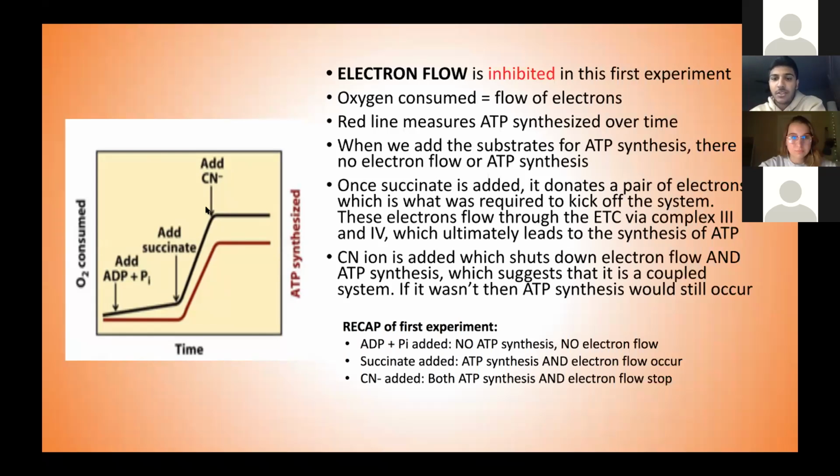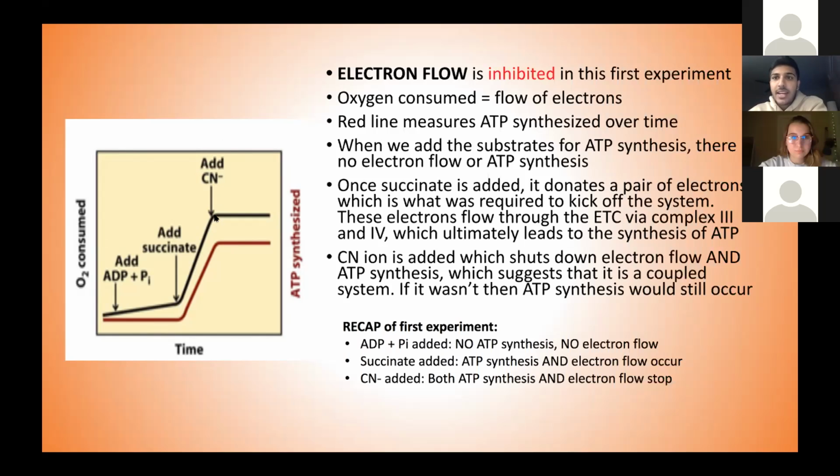They're coupled reactions. You can literally see it here: if you treat O2 consumed as electron flow, you can see that when you're adding the substrates for ATP synthesis, so you're adding ADP and Pi, which are obviously needed to make ATP, and then you're adding succinate, your source of electrons, you have your substrates and your source of electrons. Obviously, your ATP being made is going to jump. You literally have a jump in the curve.